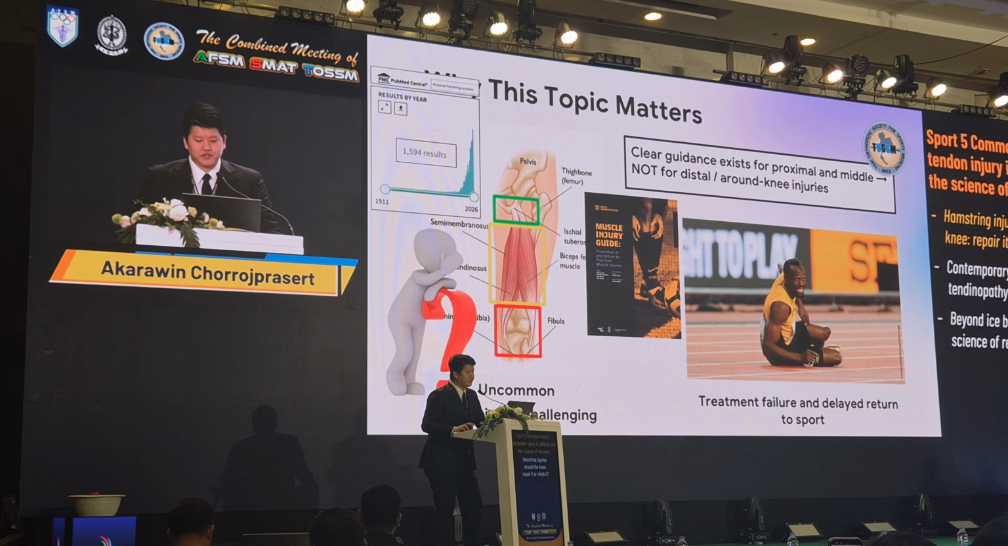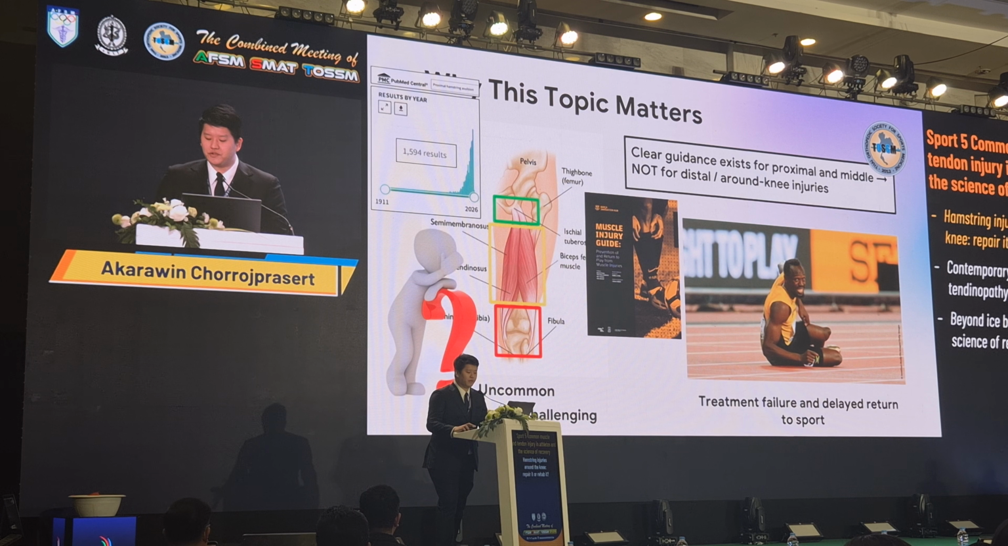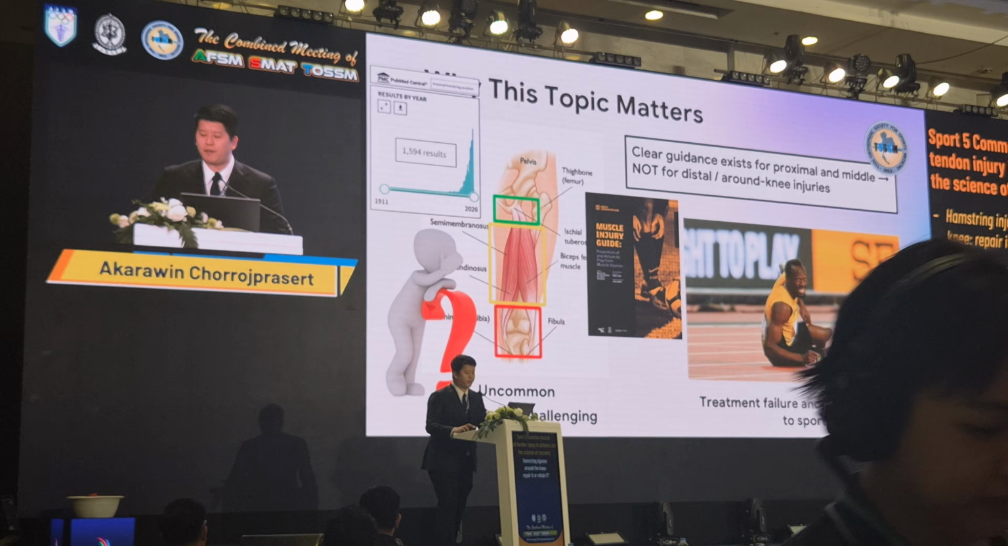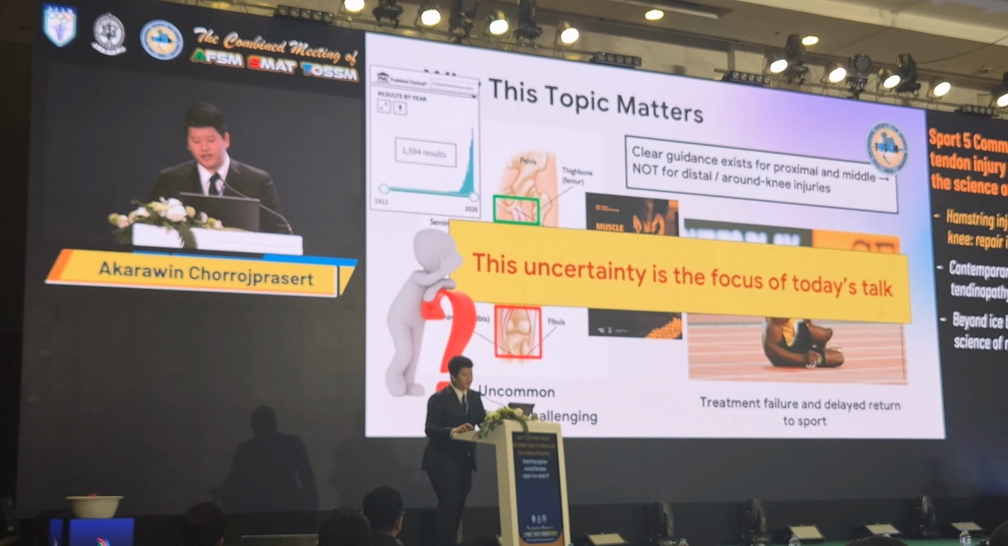So distal hamstring injuries are uncommon, contributing only 2% of all hamstring injuries, but they are clinically challenging. Many of these patients experience treatment failure or delayed return to sport. This is partly because while clear guidance exists for proximal hamstring avulsions and the medial muscle part, there is no equivalent guidance for distal or around-knee injuries. As a result, these injuries are often treated empirically using borrowed protocols designed for proximal or medial parts, which may not be appropriate. That uncertainty is the focus of today's talk.